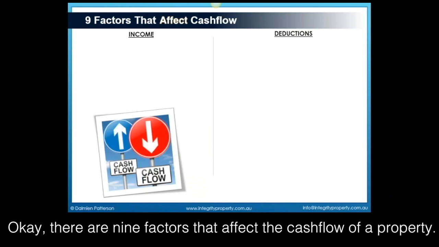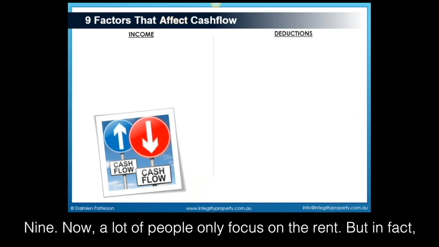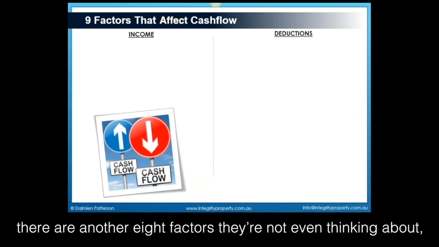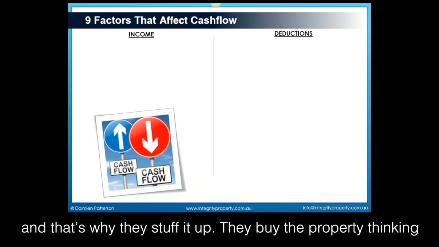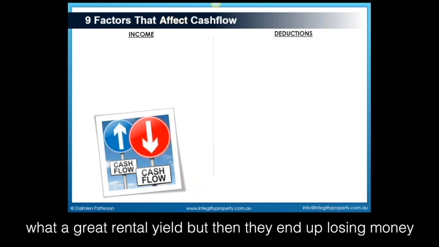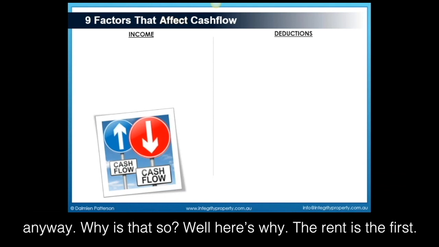Okay, there are 9 factors that affect the cash flow of a property. Now, a lot of people only focus on the rent, but in fact, there are another 8 factors they're not even thinking about, and that's why they stuff it up. They buy the property thinking, what a great rental yield, but then they end up losing money anyway. Why is that so? Well, here's why.